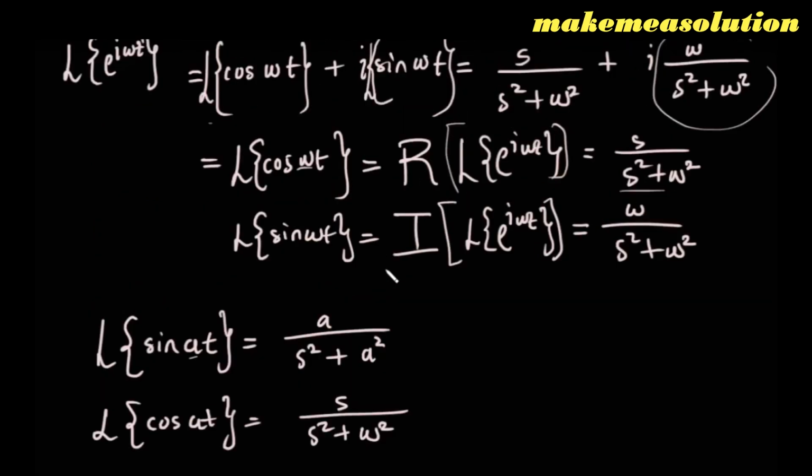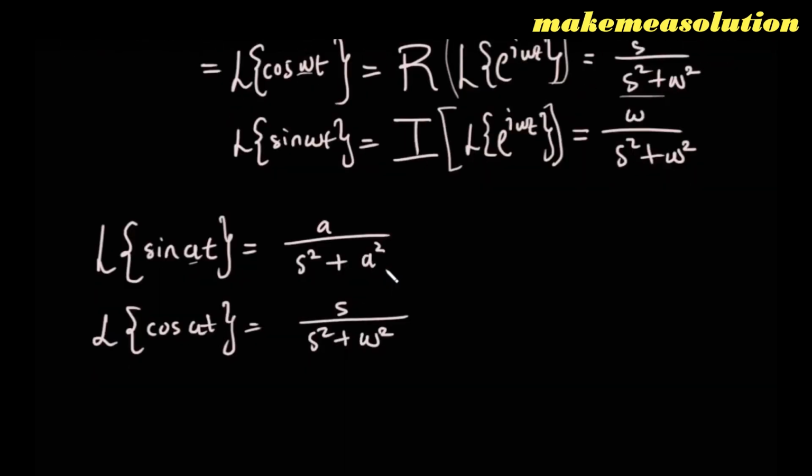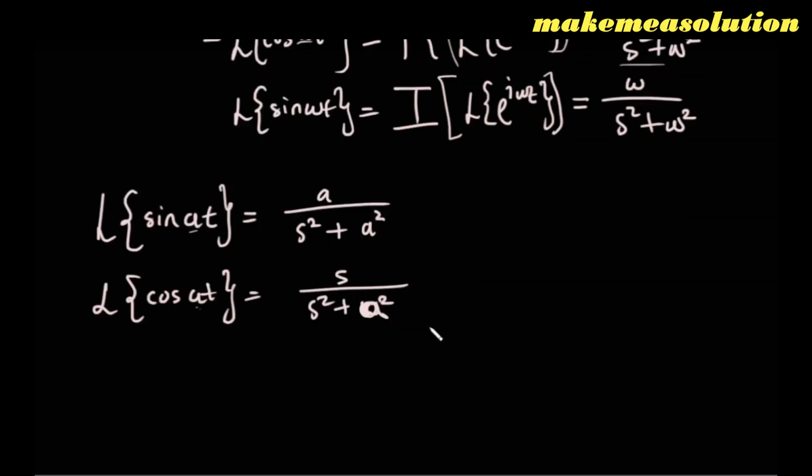So I've used complex numbers, apart from integration, to show that the Laplace transform of sine at and cos at, where a can be thought of as an angular frequency value, is, in the case of sine at, a over s squared plus a squared. In the case of cos at, I made the same mistake, but I'm sure you must have corrected it, we have s all over s squared plus a squared. So this is what we have for the Laplace transform of trigonometric functions.